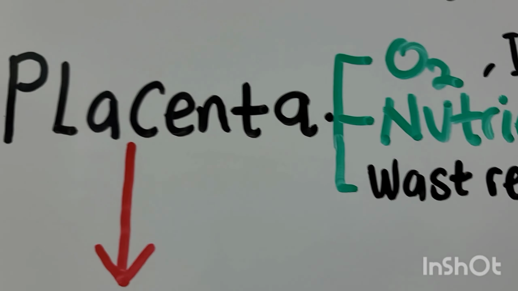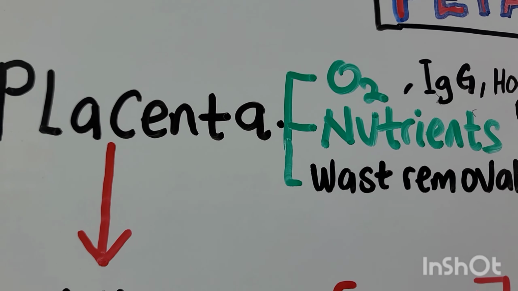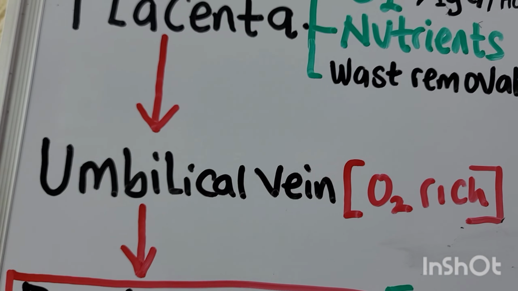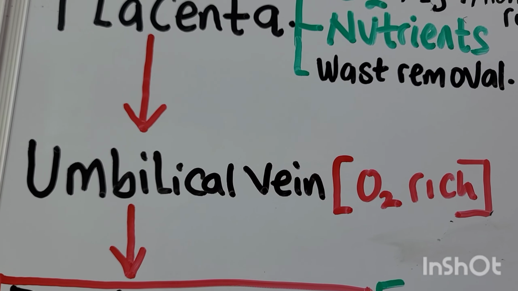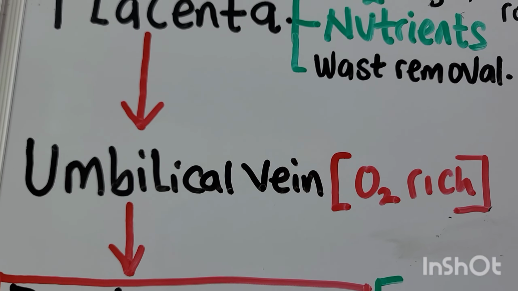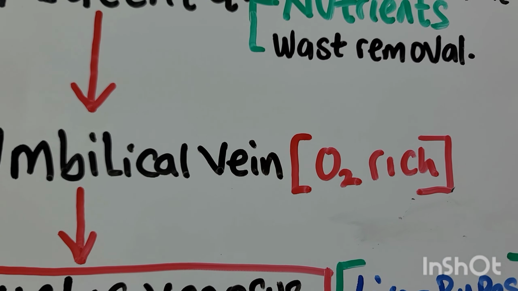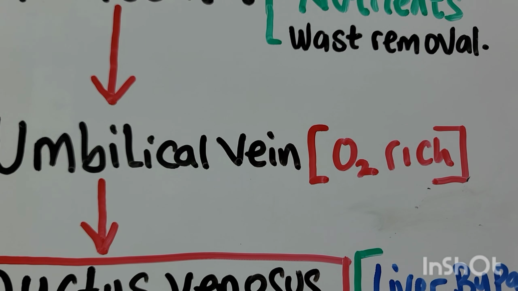So now our blood from the placenta, which has a lot of oxygen and a lot of nutrients, will move to this beautiful blood vessel, which we call the umbilical vein. This umbilical vein is going to be carrying blood which is oxygen rich, having approximately 80% oxygen, and also rich in nutrients.